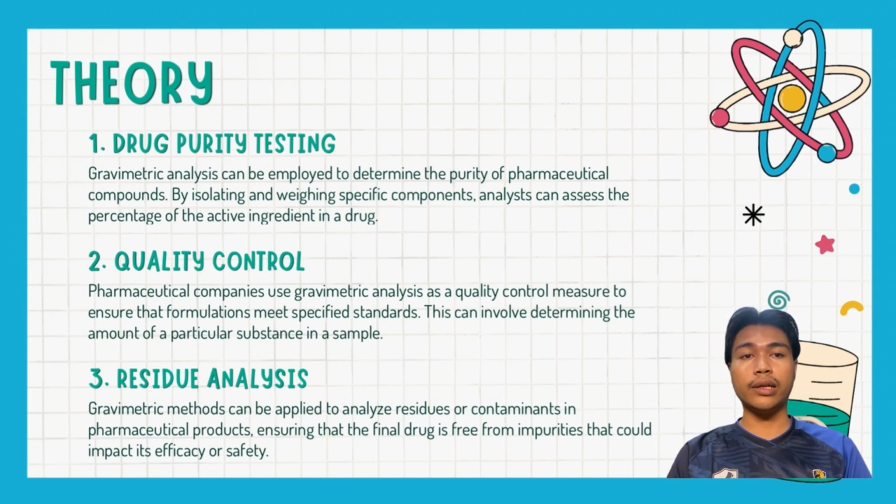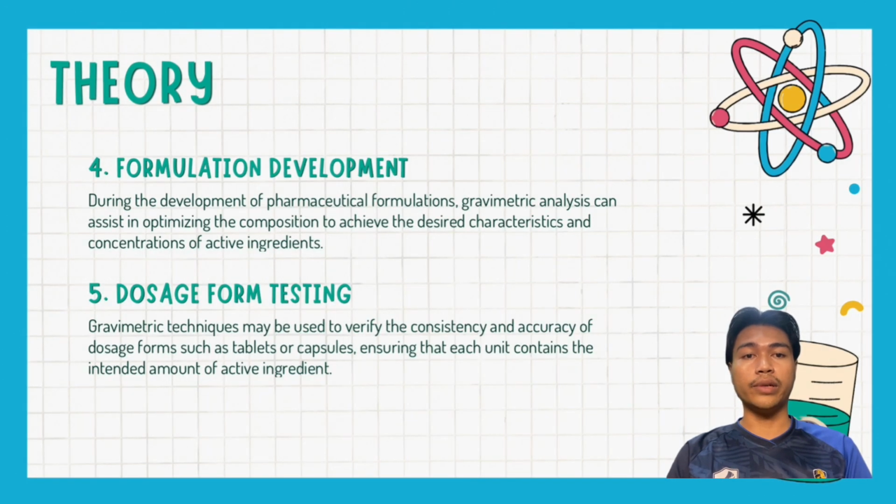Third, residue analysis. Gravimetric methods can be applied to analyze residues or contaminants in pharmaceutical products, ensuring that the final drug is free from impurities that could impact the efficacy or safety. Fourth, formulation development. During the development of pharmaceutical formulations, gravimetric analysis can assist in optimizing the composition to achieve the desired characteristics and concentration of active ingredient.